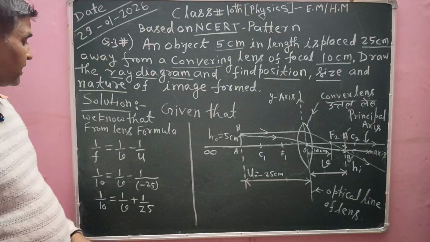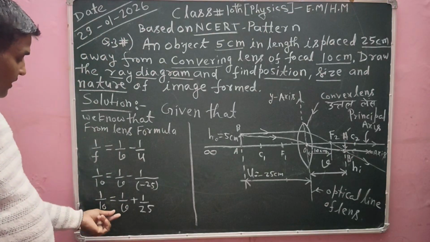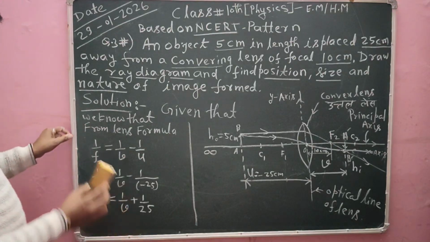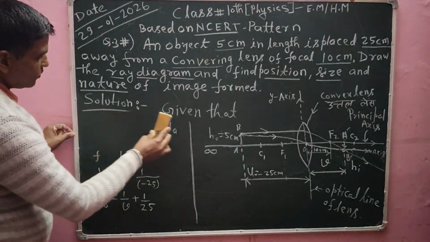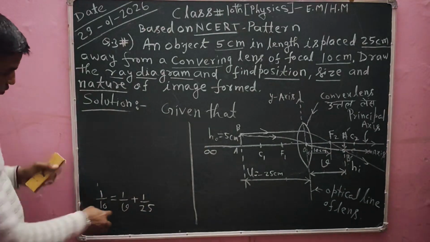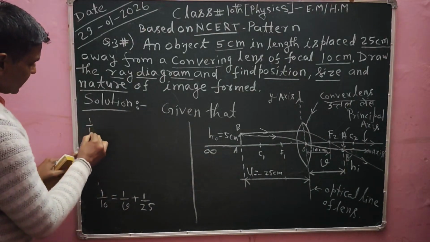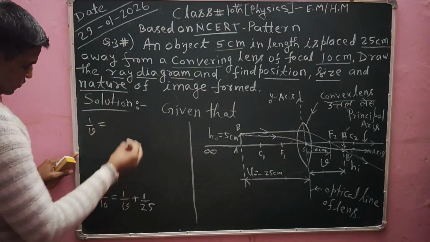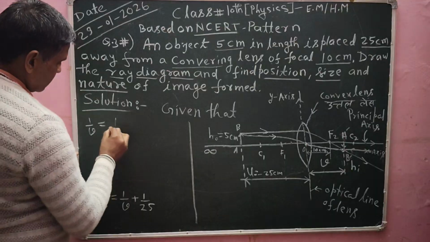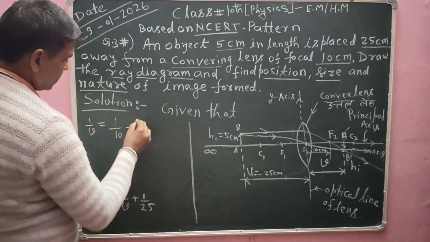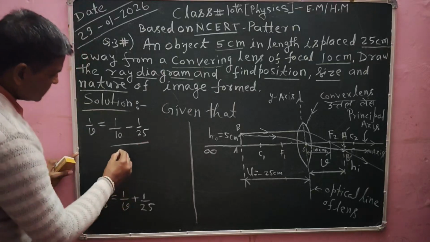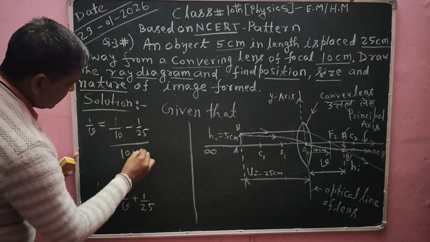Okay students, now further I will evaluate the value of v, so you concentrate here. Above data I am going to erase. After erasing I will say 1 by v. Here I will write 1 by v, which is equal to 1 by 10 minus 1 by 25. Here I will take the LCM of 10 and 25.